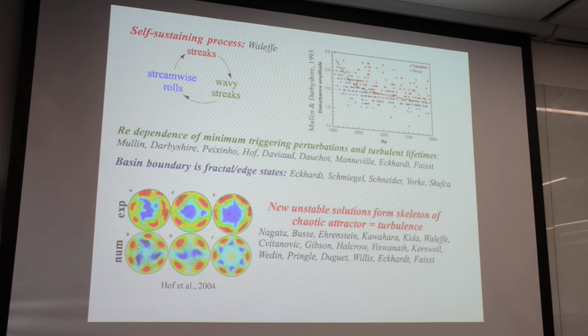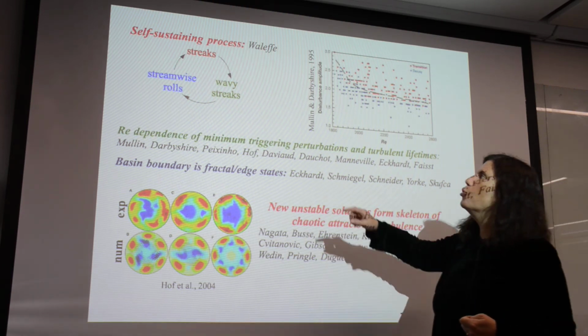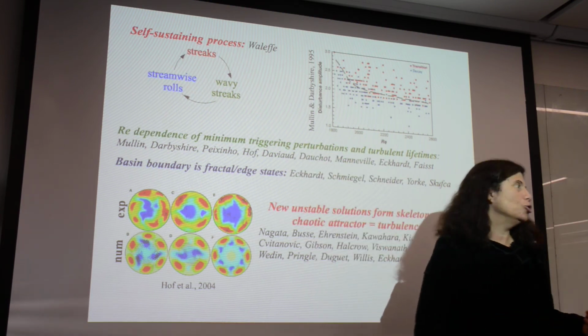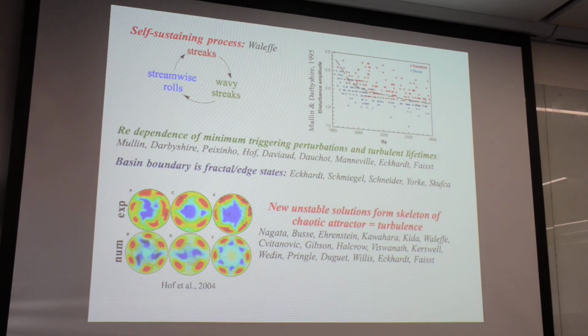I'll mention some things that happened around the same time. Waleffe proposed a self-sustaining process, which I will talk about in more detail in just a moment, and also in about an hour, where you had these 3 objects: streaks, wavy streaks, and streamwise rolls. What are those things? You'll see them in just a moment.